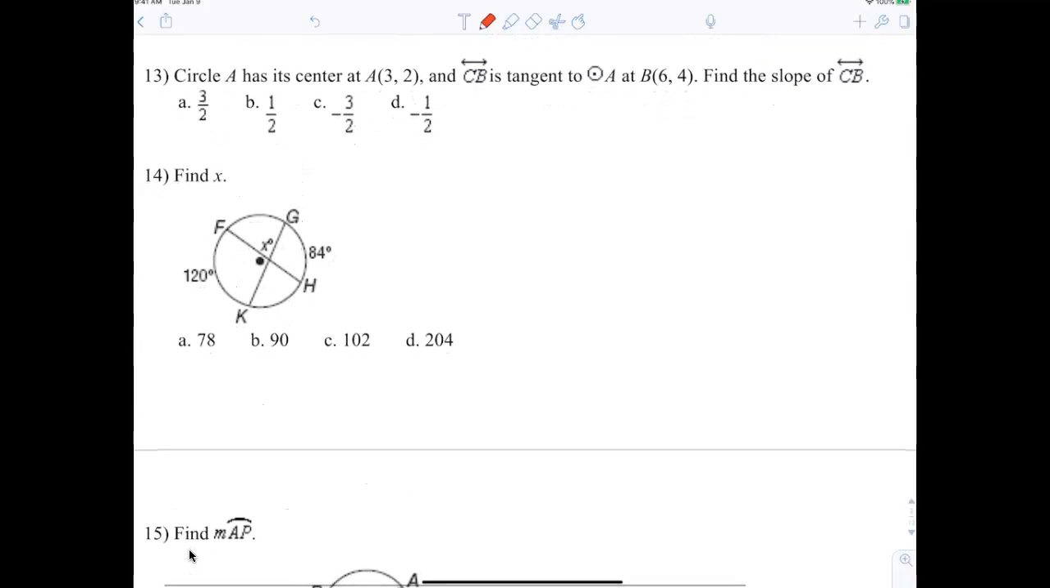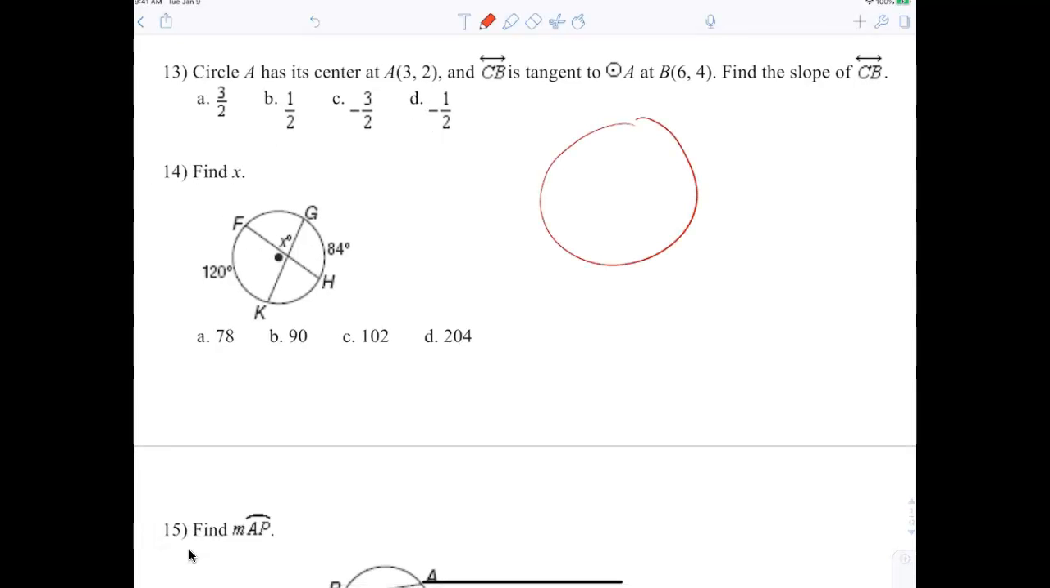Circle A has its center at 3, 2. So here we go, we're going to just draw a circle. This point right here is 3, 2. And CB is tangent at 6, 4. So I'm going to put this point right there, 6, 4. And then we're going to draw a tangent line.